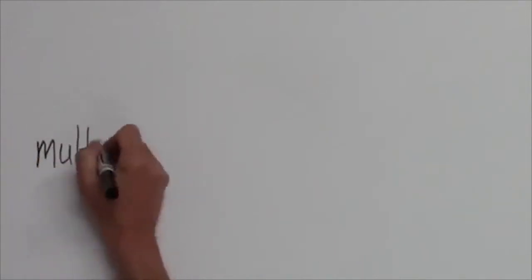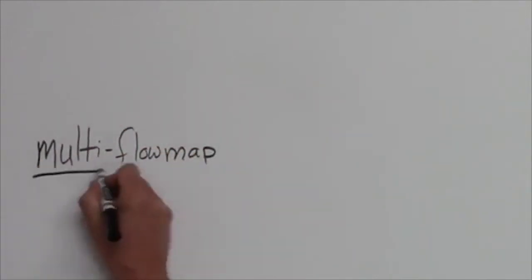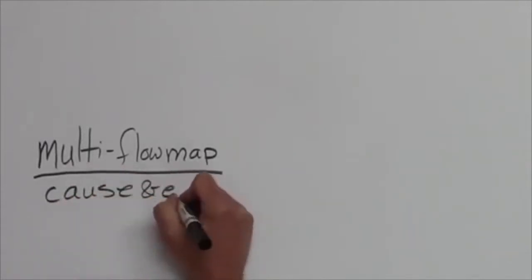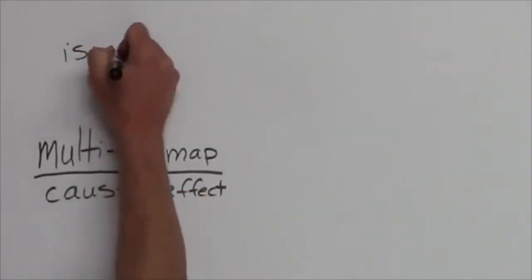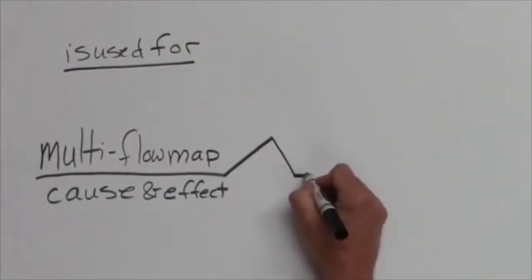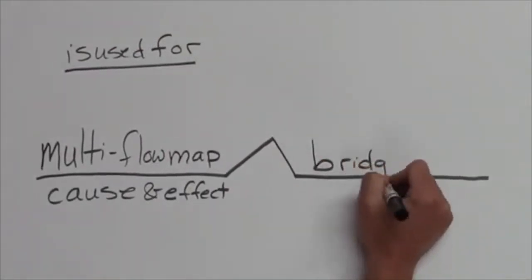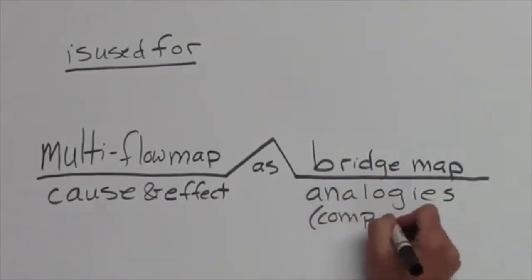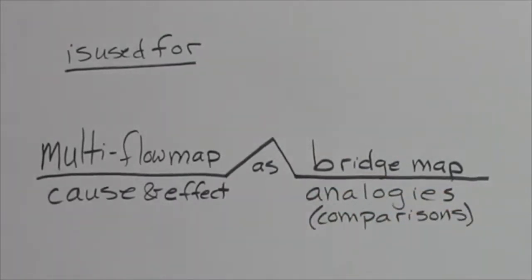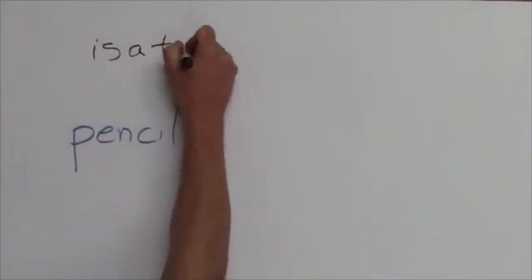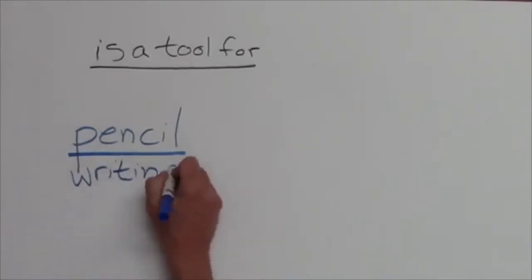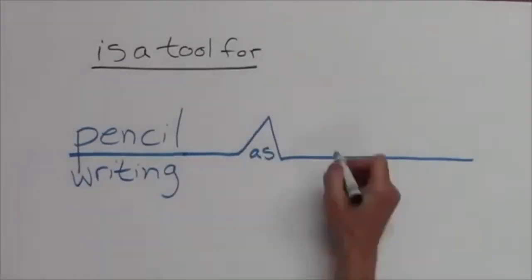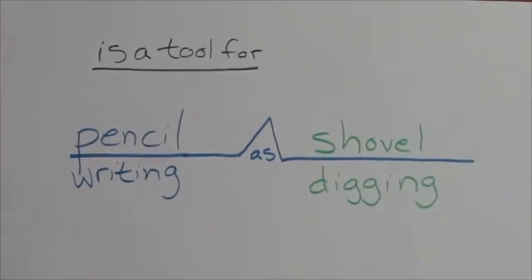a little bit better. You may have heard the expression, build a bridge and get over it. Well, with the bridge map, you build a bridge and get into it. Just as the multi-flow map is used for cause and effect, a bridge map is used for analogies, a kind of in-depth comparison to understand similarities in relationships. For example, a pencil is a tool for writing, just as a shovel is a tool for digging. See how it works? Both are tools, but for different purposes.